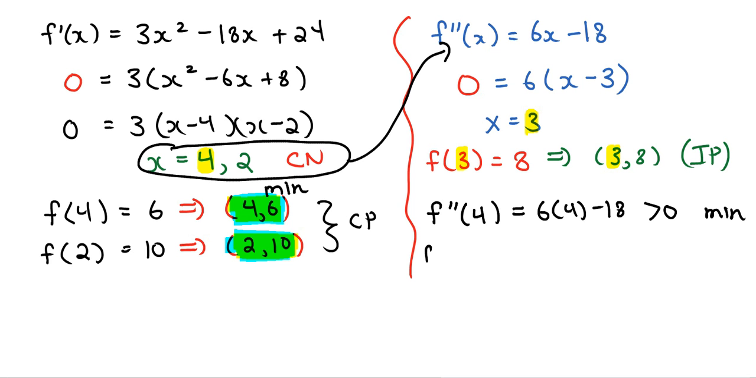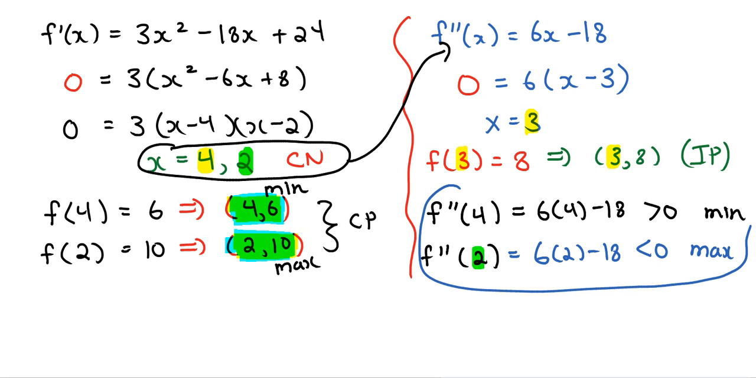And if I evaluate f double prime of 2, so this 2 right here is one of my critical numbers, and if I plug that into my second derivative, this is going to be 6 times 2 minus 18, and that's going to be less than 0, so this will be a max. Okay, so the point (2, 10) is going to be a max. So this is another way that you can determine whether your critical point is a max or a min, by using the second derivative test. So this right here is called the second derivative test.